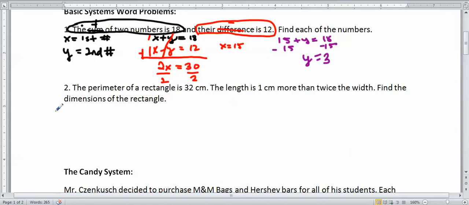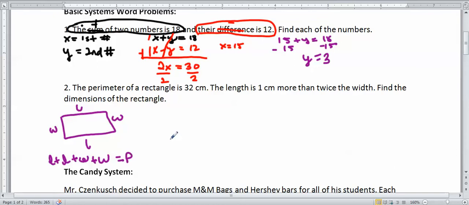First of all, let's look at what the perimeter of a rectangle is. If I draw this picture, I've got a length, L. It's a rectangle, so it has the same length on opposite sides and the same width on opposite sides. If I add all of those together, I get L plus L plus W plus W equals perimeter. I've got like terms here, so I can combine them. L plus L is 2L, and W plus W is 2W, and that's equal to perimeter.